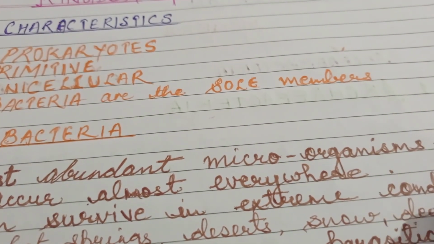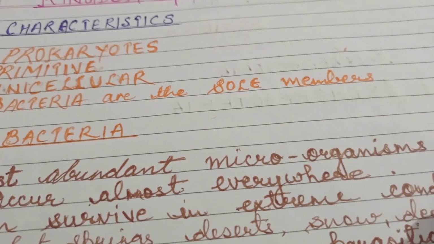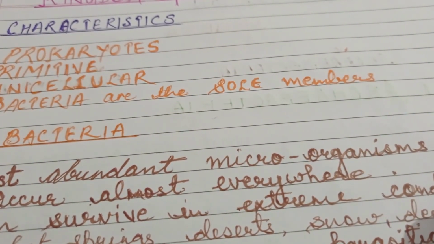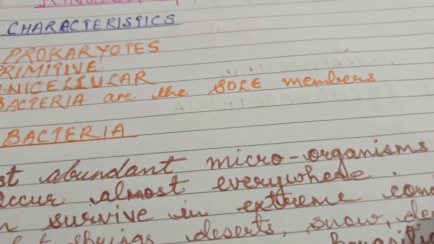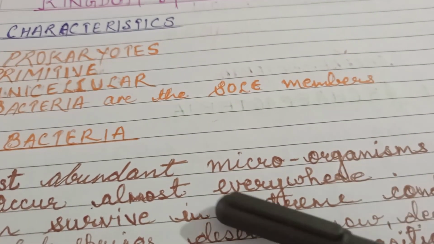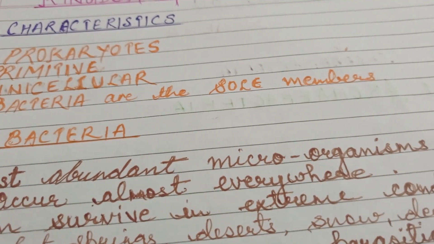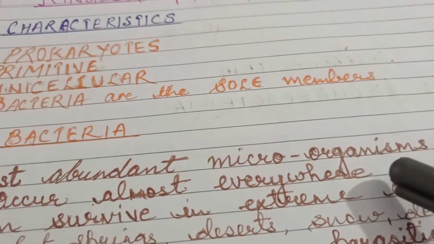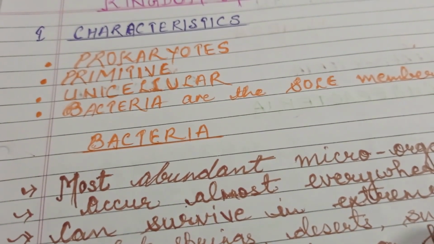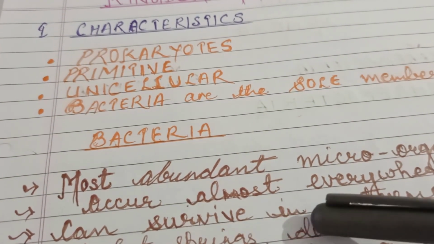Micro means very small. They are microorganisms and you cannot see them with your naked eye. They are present everywhere around you, but you cannot see them. And how can you see them? You can see them with the help of a microscope. So they are microscopic, which means you can see them only with the help of a microscope. They are microorganisms.